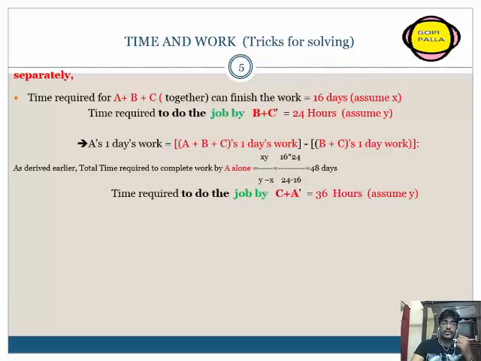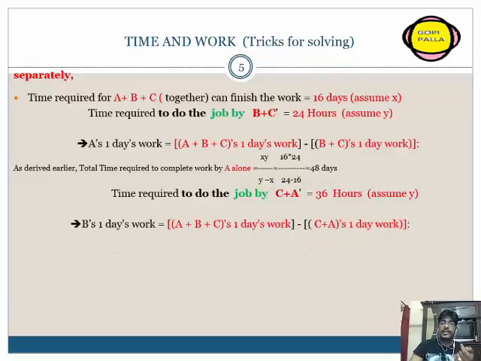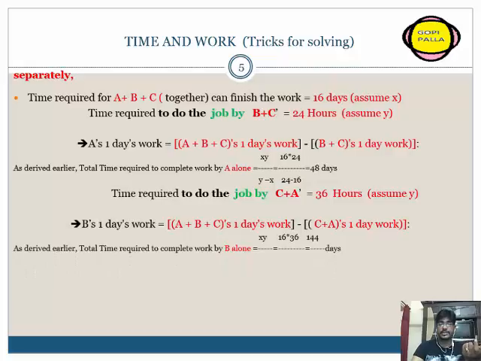Now we'll go to the second, B alone's work. The total time required to do the job by C plus A is 36 days. We'll assume this as Y, and B's 1 day's work is obtained by subtracting C plus A from A plus B plus C's 1 day's work. So we'll apply the formula we already derived in the second example, XY by (Y minus X). Here X is 16 and Y is 36 days. So 16 into 36 by (36 minus 16) gives 144 by 5 days.